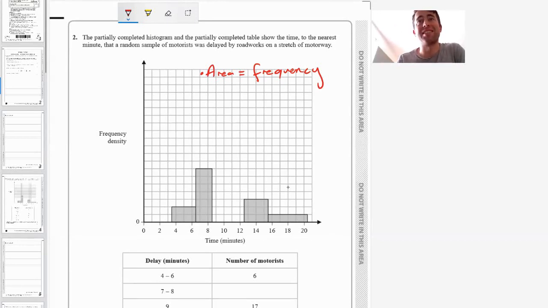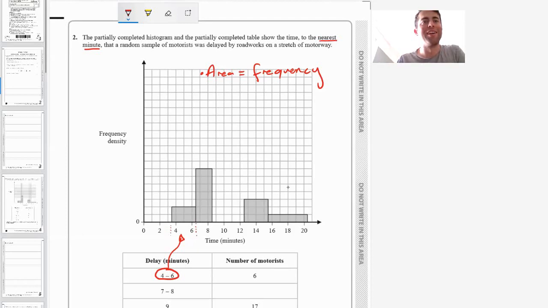Also, a funny thing about this question in particular is this sentence here, to the nearest minute. So, for example, when 4 to 6 minutes is labelled there, that refers to the first bar, even though the first bar is between 3.5 and 6.5, because they're all the values that would be rounded to 4 or 6.